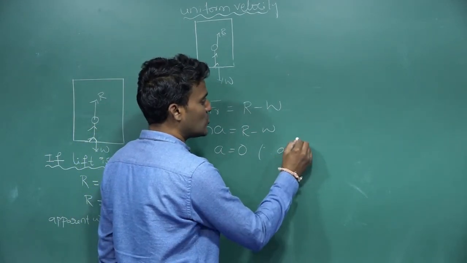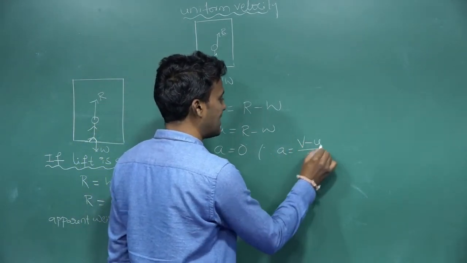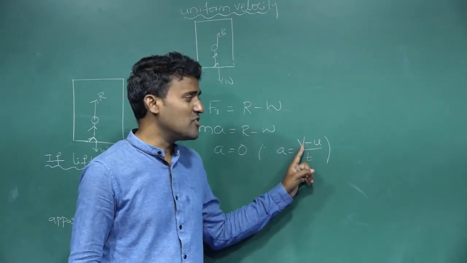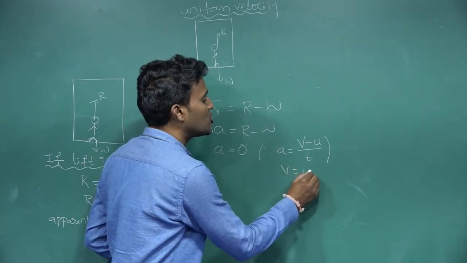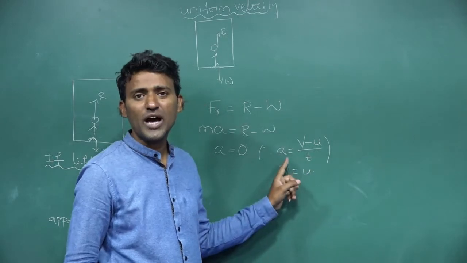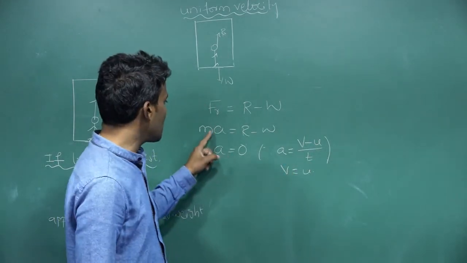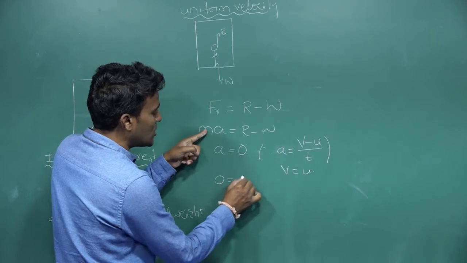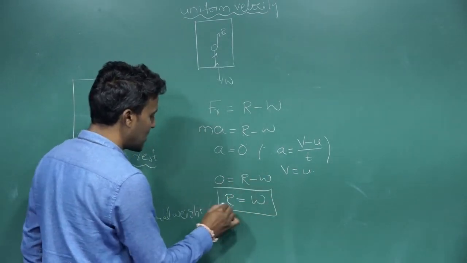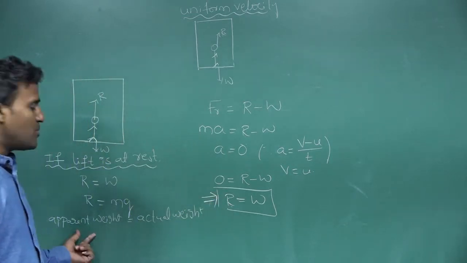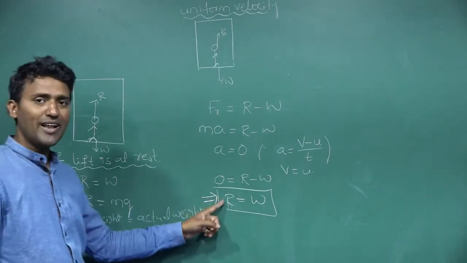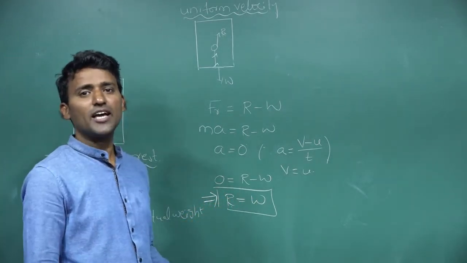Acceleration is given by the formula A is equal to change in velocity per unit time interval. With the velocity unchanged, V minus U is 0, and 0 divided by anything is 0, so acceleration is equal to 0. Writing this, 0 is equal to R minus W, then R is equal to W. Again the condition: apparent weight is equal to actual weight. R is the apparent weight, W is the actual weight.